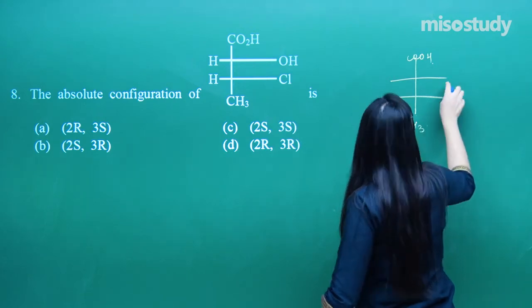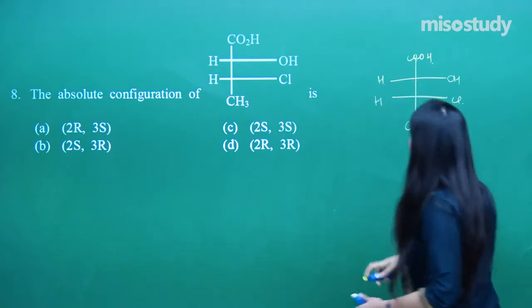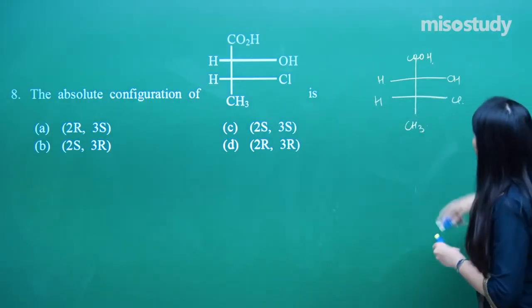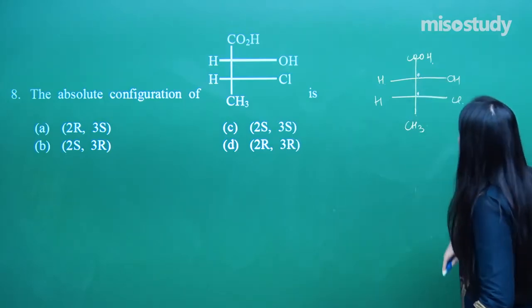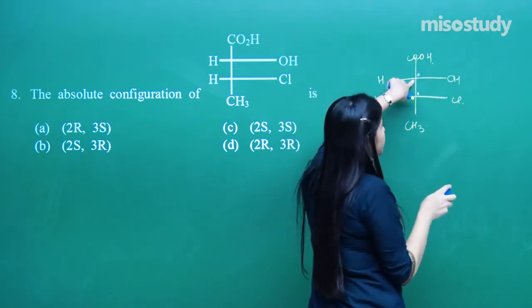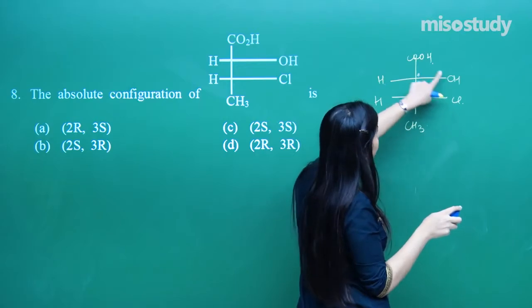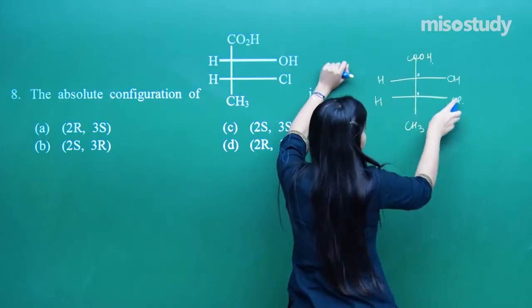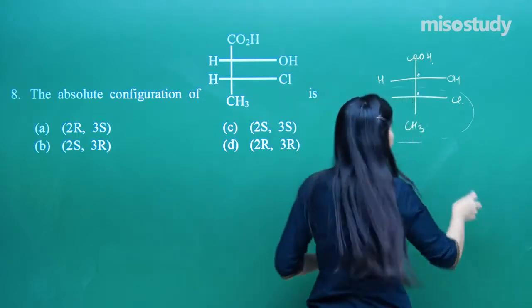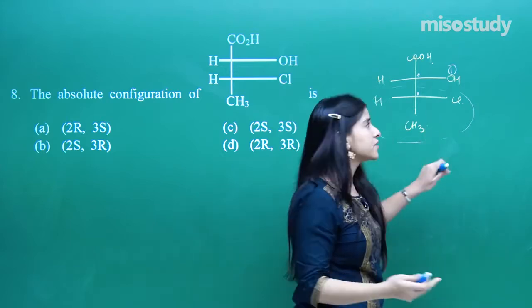CH3, OH, Cl, H and H. So let us just try to assign the priorities here. I've got 2 chiral carbons, 1 and 2. If you look onto the first chiral carbon and go by the atoms, the first atom over here, this whole group will be treated as 1. Just remember that. I've got this as 1 because O is always of higher priority than the carbons.